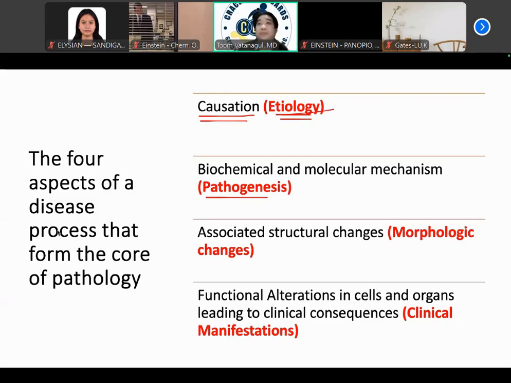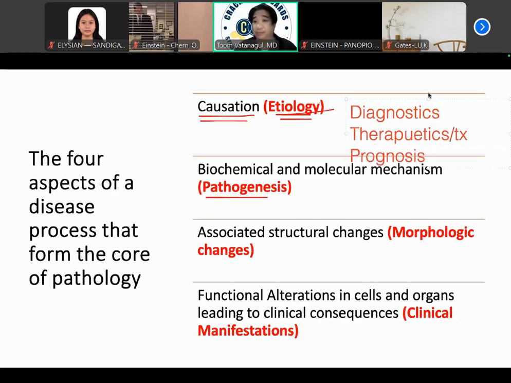So what did you notice in the core of pathology? I want you to repeat this to yourself right now: etiology, pathogenesis, morphologic changes, and clinical manifestations. What is not included in pathology, which is included in internal medicine? It is diagnostics and therapeutics, or the treatment, as well as prognosis.